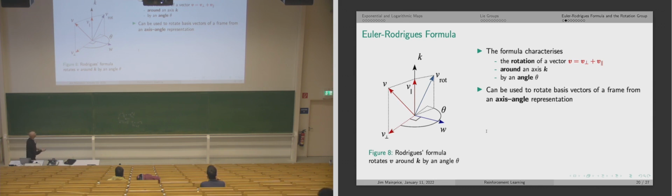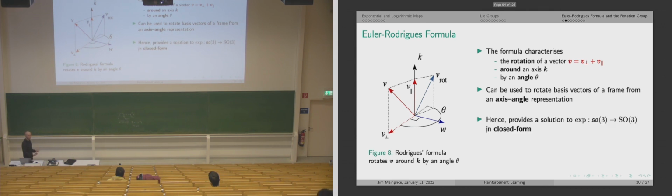constraint. Okay, so because you can use this kind of scheme to rotate basis vectors of a frame from an axis angle representation, it provides a way to change the representation of a 3D rotation from an axis angle representation to an orthogonal rotation matrix. Meaning that it provides a solution for the exponential map of the special orthogonal group, mapping elements from the Lie algebra to elements of the manifold in closed form.